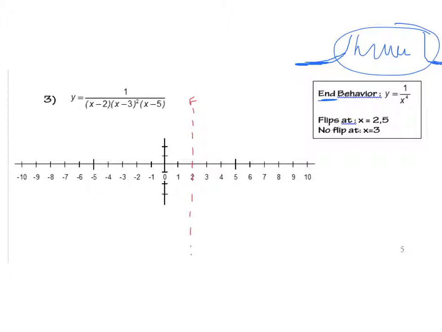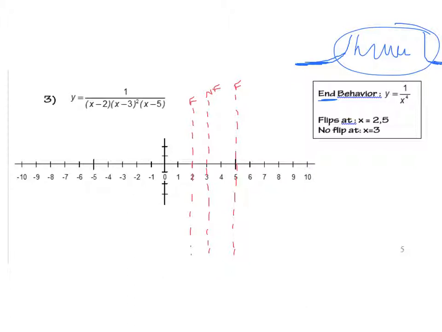All right, the next zero I'm going to have is 3. So I'll have, not a zero, I'm sorry, an asymptote. And so I'm going to put a vertical asymptote at 3, but since it's to the second power, it's going to be a no flip situation. So I go to the 3, put in the vertical asymptote, and put a little NF up here to show I'm not going to be flipping on that one. And last asymptote is at 5. That one is to the first power, so that's an odd. That'll be a flip.